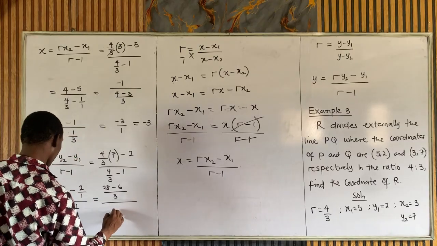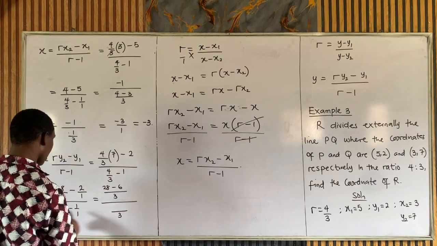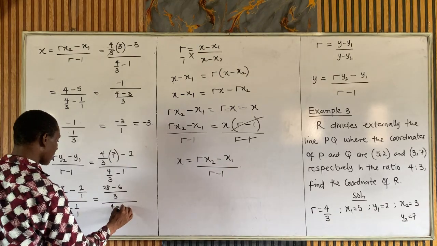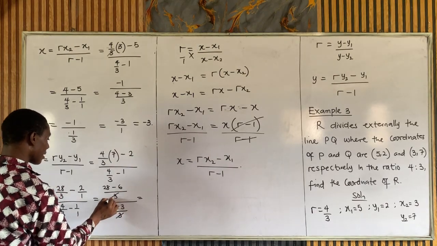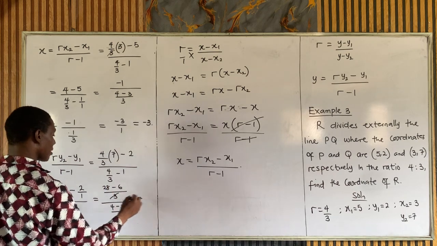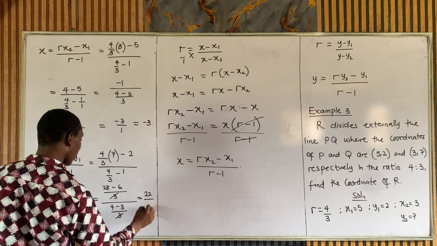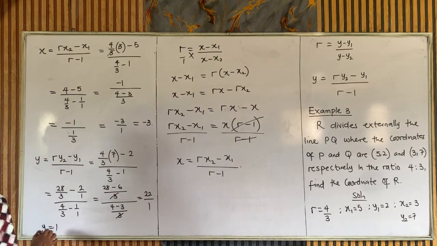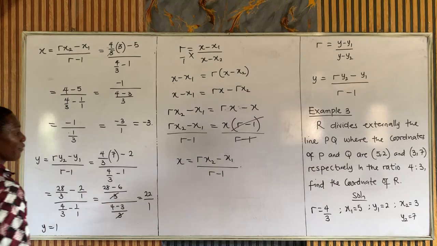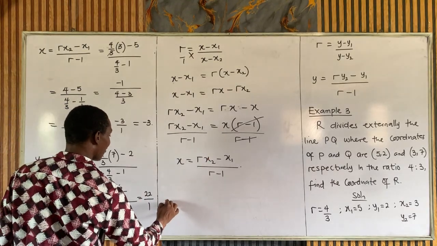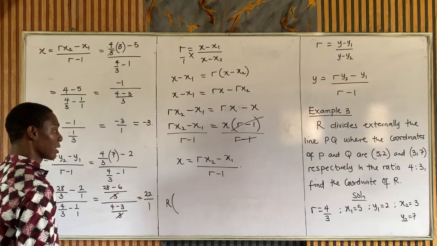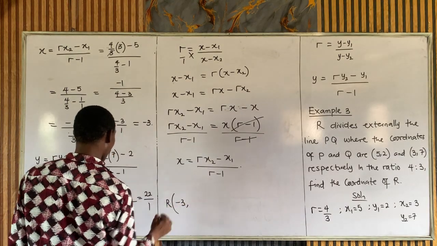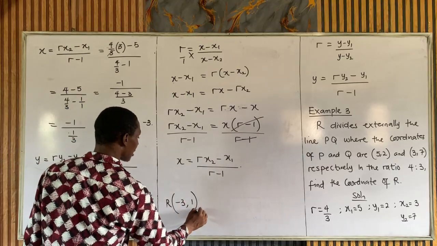Divided by the LCM here, which is 3. 3 in 3, 1 times 4, that's 4, minus 3 times 1, that's 3. This 3 eliminates this 3. So this will give us 28 minus 6, that's 22, all over 1. And our y is simply 22. So we can say the coordinates of R that divide the line PQ in the ratio 4:3 is simply x, which is minus 3, and y, which is 22. That's that for this question.